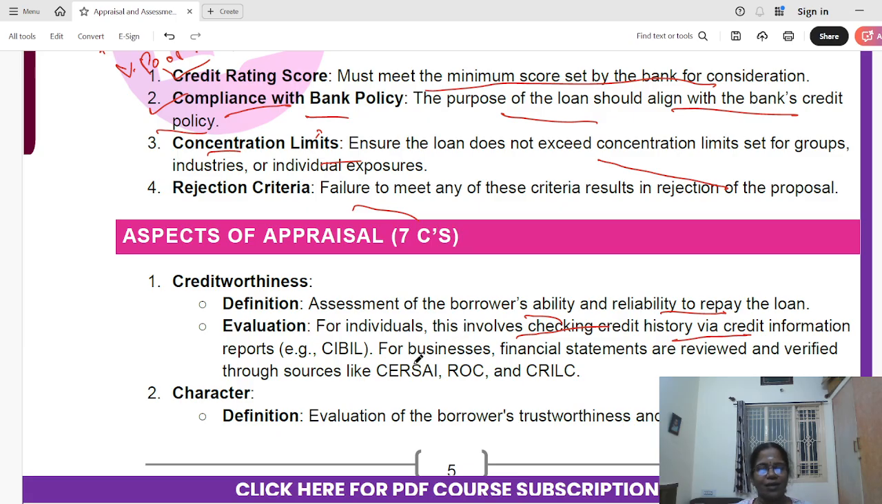Already I have told you, CIBIL, Credit Information Bureau of India Limited. So that is one thing. Then for businesses, the financial statement: when it comes to the business, they can verify the financial statement, whether it shows good turnover and good profitability. Then it will be fine, and it is verified through sources like CERSAI.